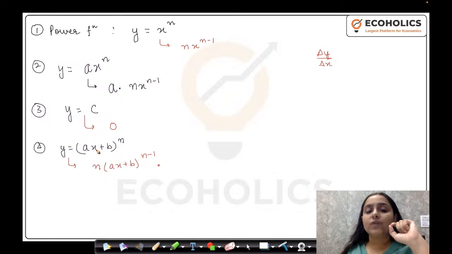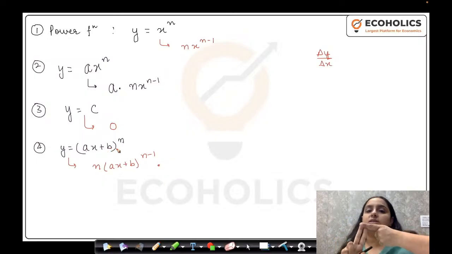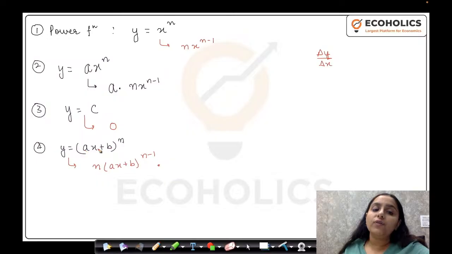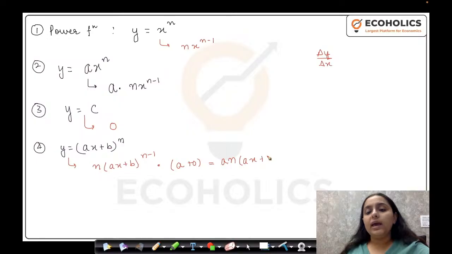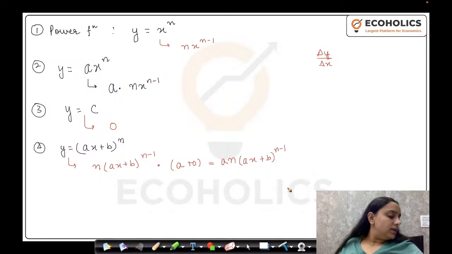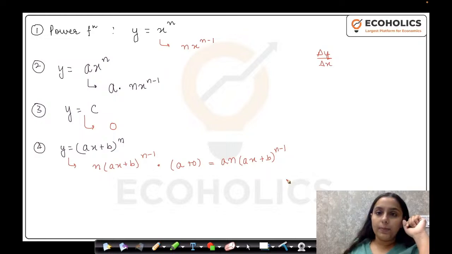Now it consists of ax plus b. Because when x will change, the power function will change, but also ax is changing. So the derivative of ax is a, but the derivative of b is 0. So ultimately I write n into a plus 0, which is a. So a times n into (ax + b) raised to the power n minus 1. That's what I have here. Okay? That's what I have here.